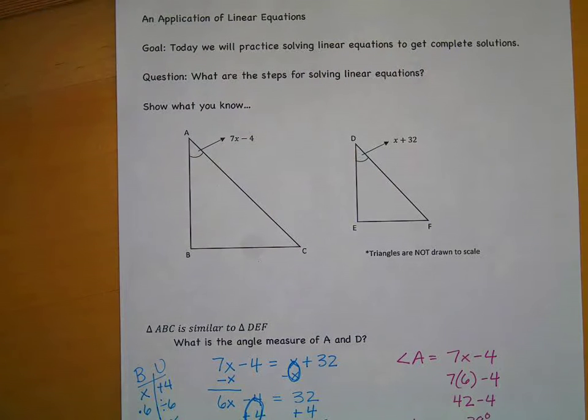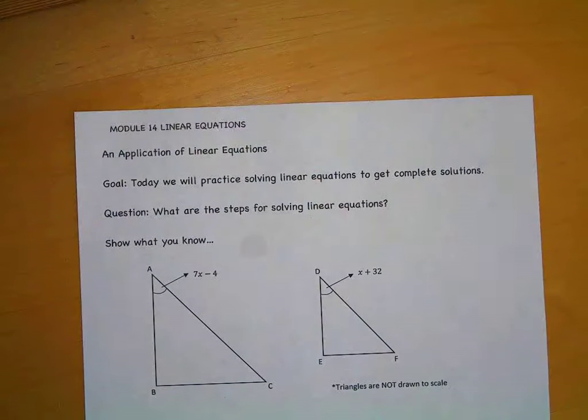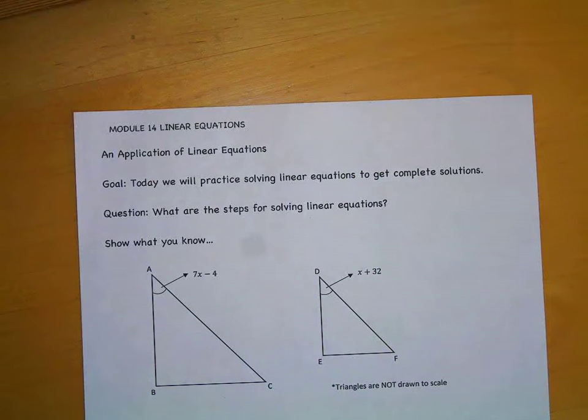You're remembering you have to distribute first, then you have to get your variable on the same side, then you have to combine like terms if necessary, then you have to do the BU chart, and finally you find the solution for your variable. Then you have to take the solution for your variable and a lot of times plug it back in to get the final requested answer. All right, so our goal for today: today we will practice solving linear equations to get complete solutions.